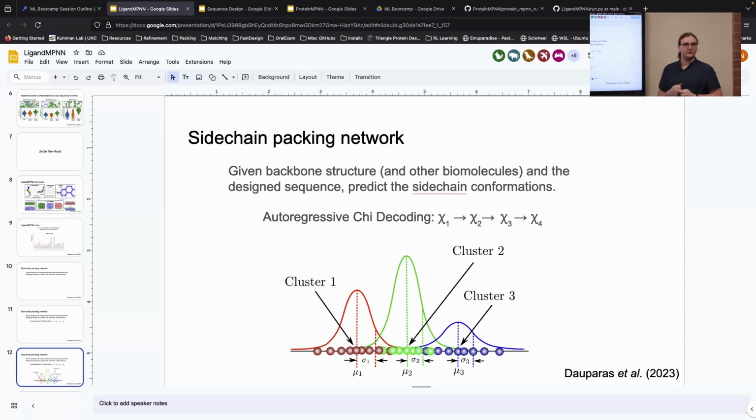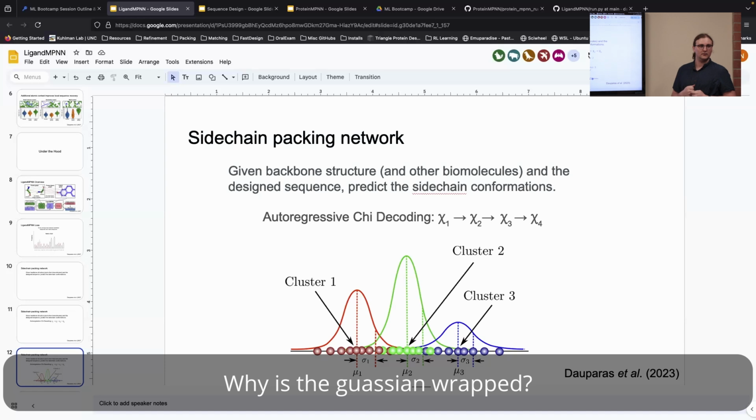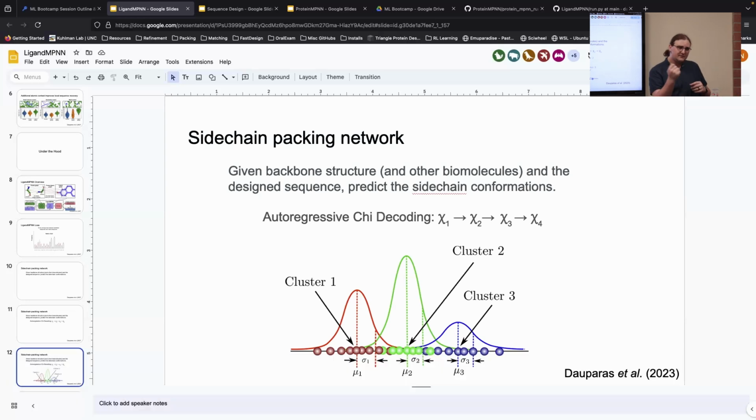Why is the Gaussian wrapped? Yeah, it's because of the periodicity of angles. So if you think of a sine, it goes up and then down, it repeats every 2 pi. Same thing with cosine. So it repeats up and down, and now you're essentially the same place you started. So there's that periodicity in these angles, which is why you need a wrapped version. Because if you go past 2 pi, you've gone back to the other side, right?